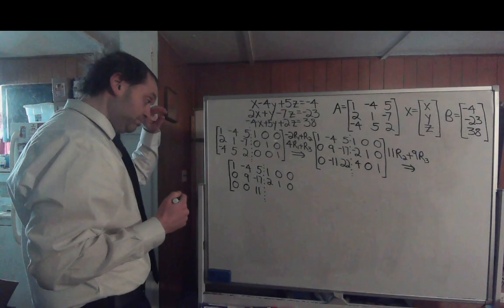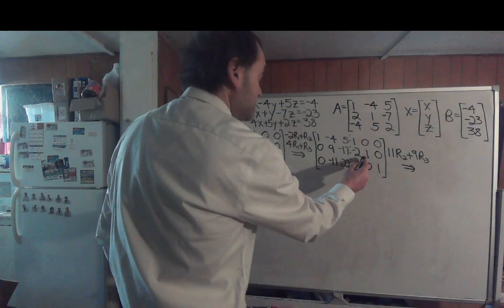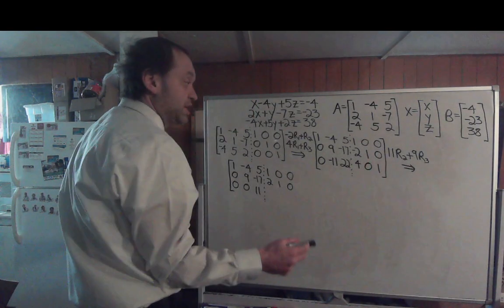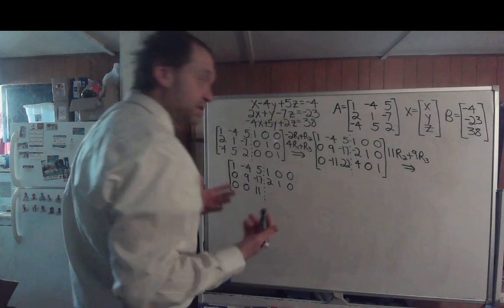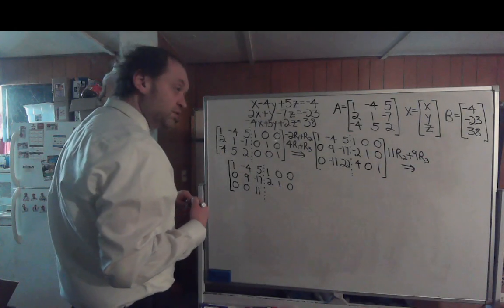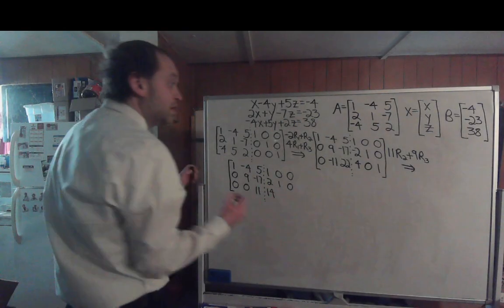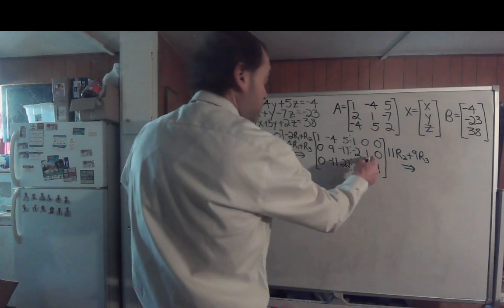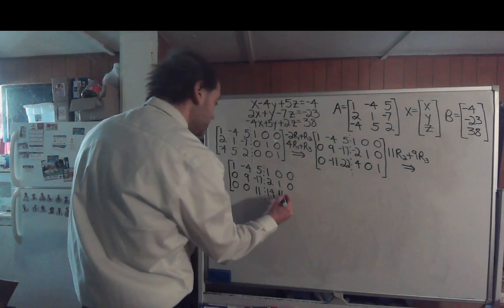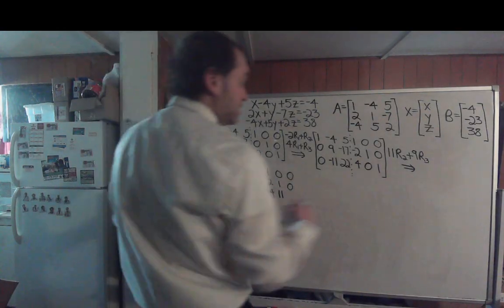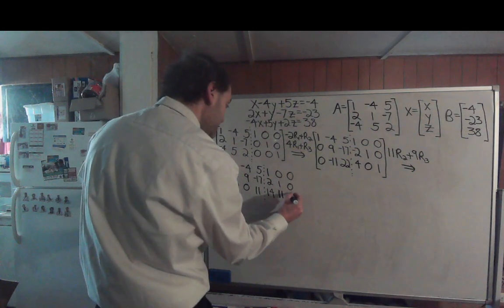And then, let's see here. 11 times negative 2 is negative 22. Plus 9 times 4 is 36, so 36 minus 22 is going to be 14. 11 times 1 is 11, plus 9 times 0 is 0, so you end up having 11. 11 times 0 is 0, plus 9 times 1, that's 9.